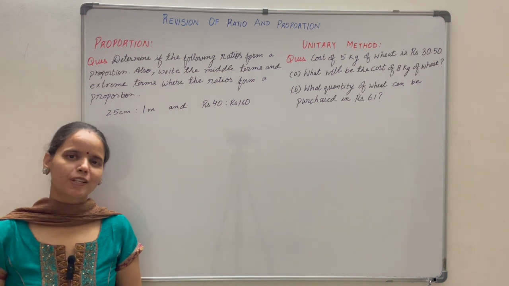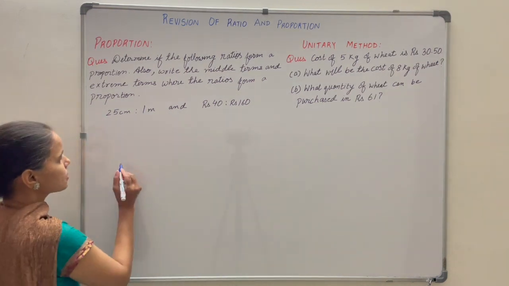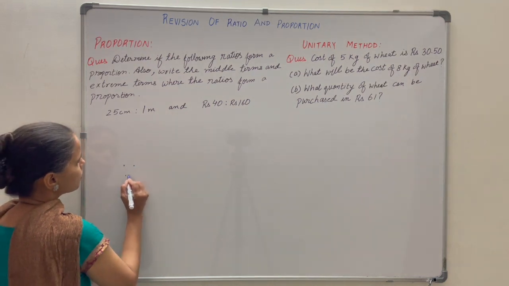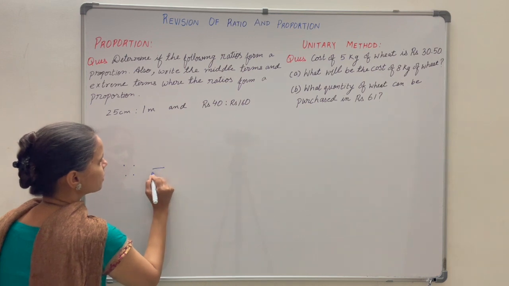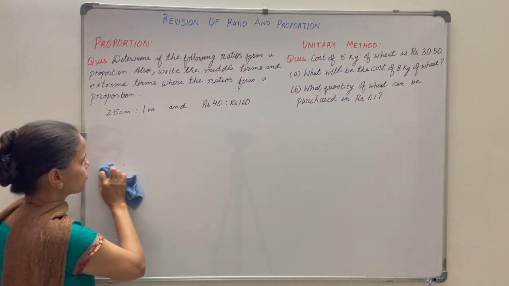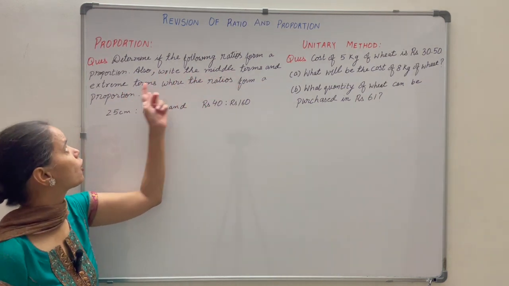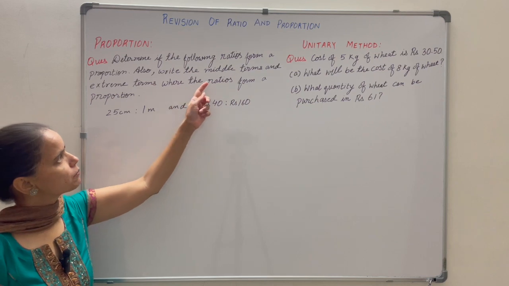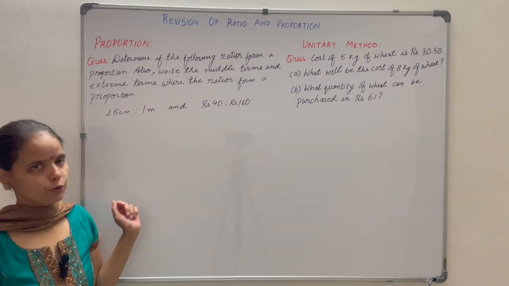Proportion. If two ratios are equal, then they are said to be in proportion. This is the symbol for proportion. You can equate the two ratios with the equals to sign. Let us take this question on proportions. Determine if the following ratios form a proportion. Also write the middle terms and the extreme terms where the ratios form a proportion.